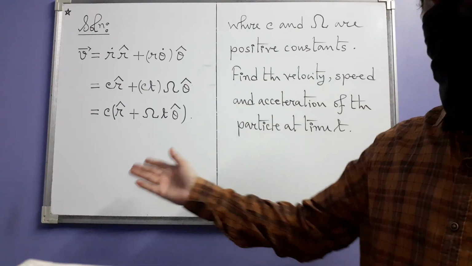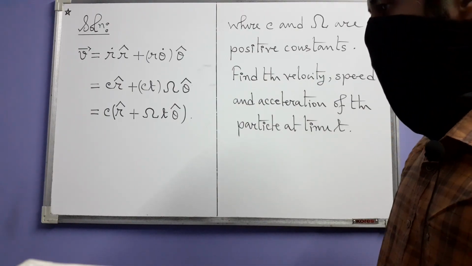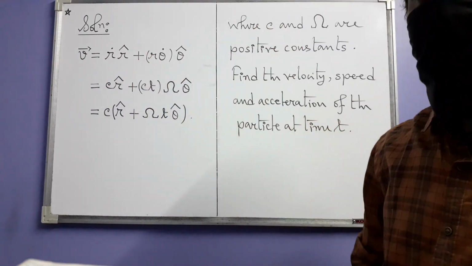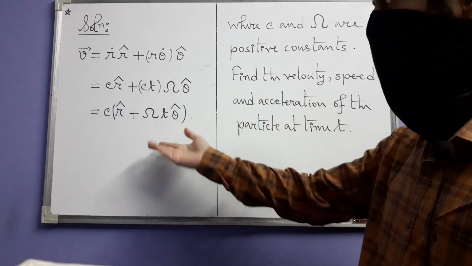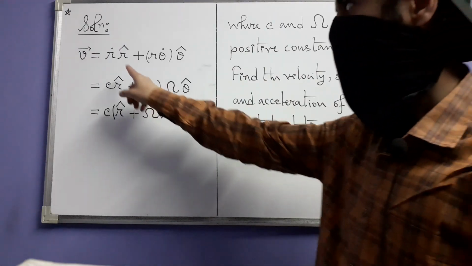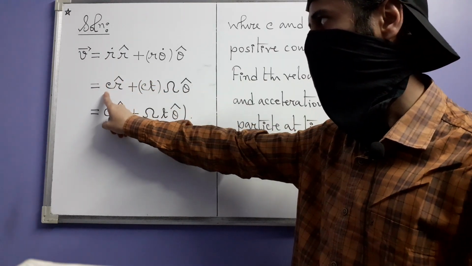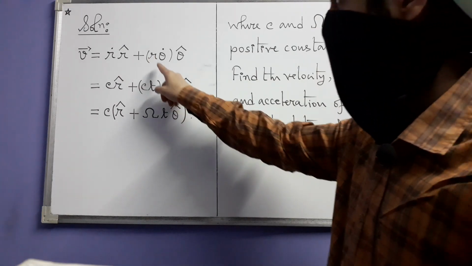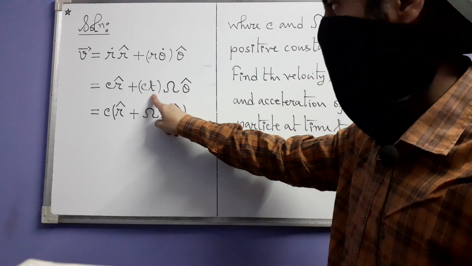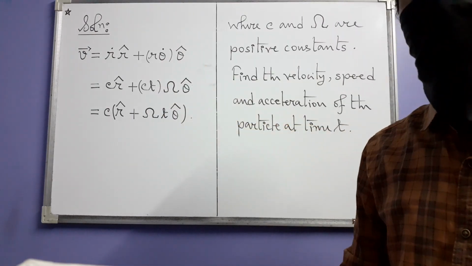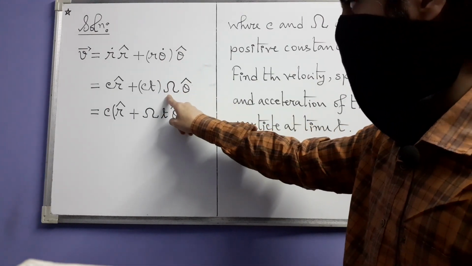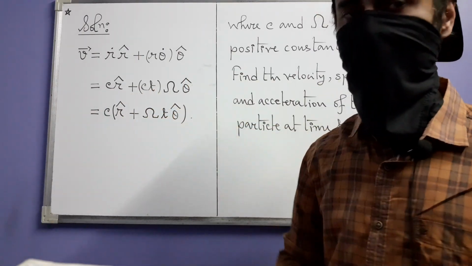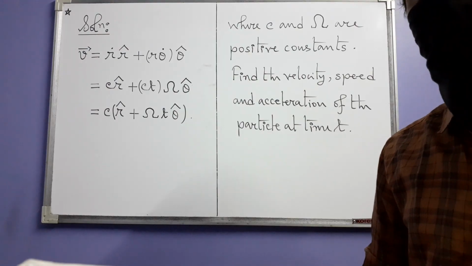Solution: you straight away write what velocity is in polar form, r dot r hat plus r theta dot theta hat. Because your r is ct, differentiating with respect to t, you get c. So the first term is c times r hat, and you just write what r is here, ct, and what is your theta, omega t. So theta dot will be omega, times theta hat. Because you have a common term c, you can take it outside. So this is your velocity.